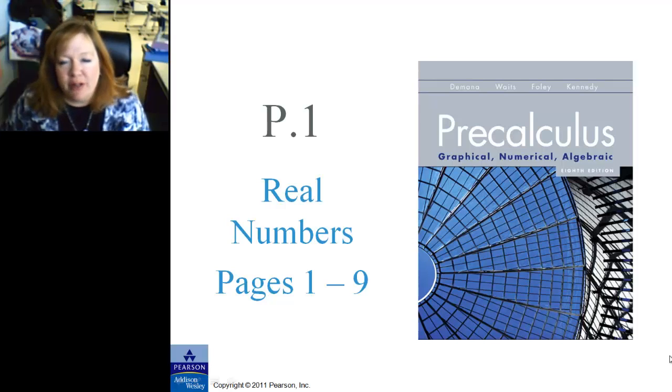So we've been doing an Algebra 2 review for the last week or so, and we're going to be starting with the beginning of the book, and this is what the book looks like. All this information that I'm giving you can be found on pages 1 to 9.